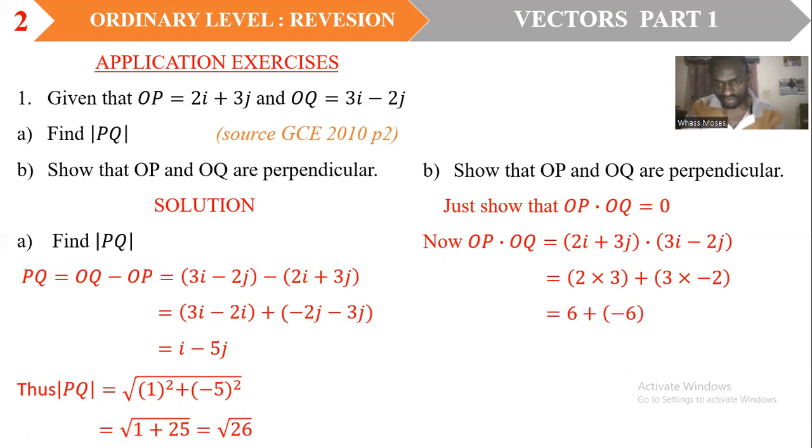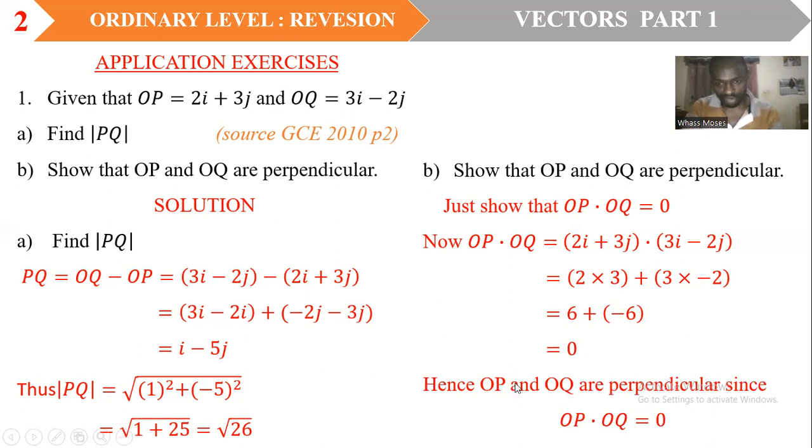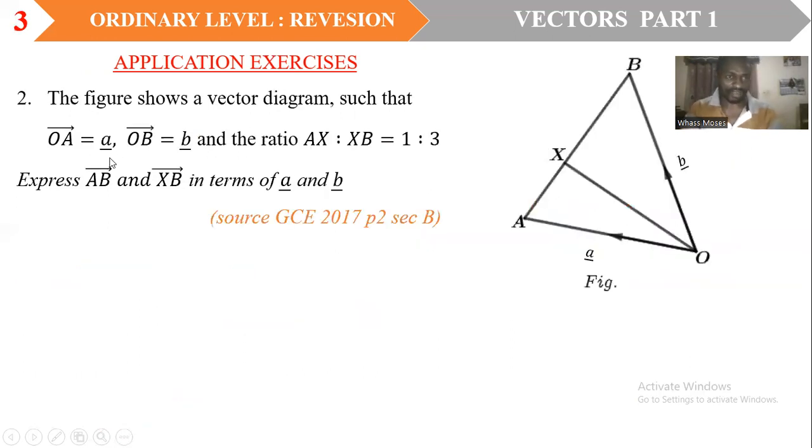Now, 2 times 3 gives 6, and 3 times negative 2 gives negative 6. We all know that adding a number to the negative of the same number gives 0, since negative 6 is the additive inverse of 6. So this gives 0. And since the dot product has given 0, we can conclude that OP and OQ are perpendicular. Here is a second application exercise.